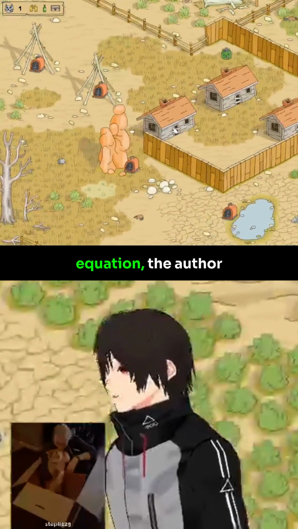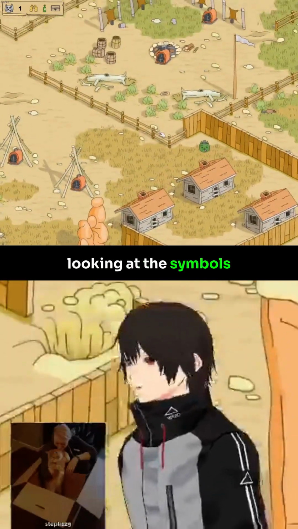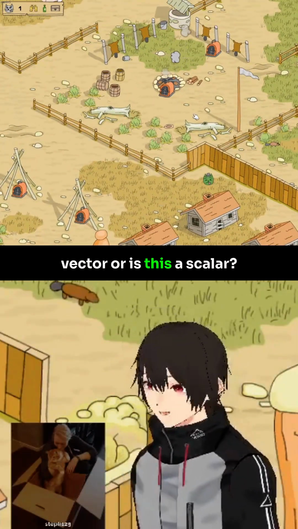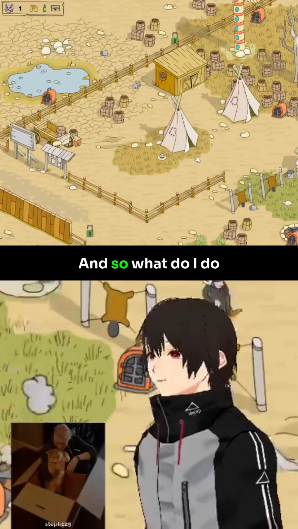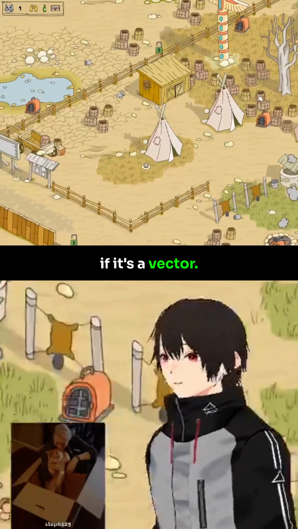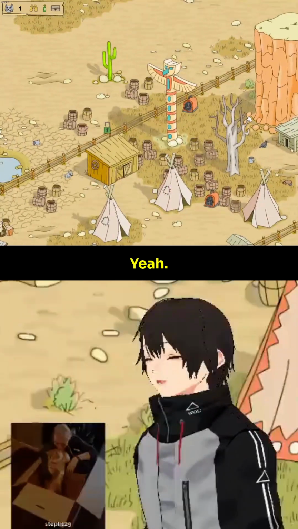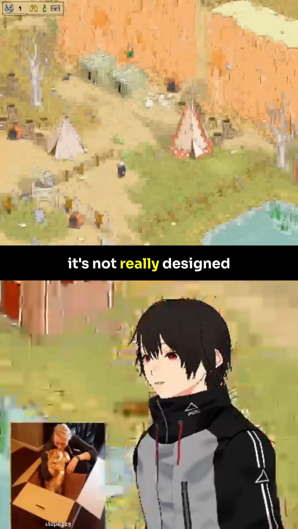So he'll have this equation, the author of the book, and I'll be looking at the symbols in the equation, and I can't remember, is this a vector or is this a scalar? Scalar is another word for normal number, basically. And so what do I do when I'm multiplying these together? Because it's different if it's a scalar versus if it's a vector. Yeah. And I can't remember what the symbol means.